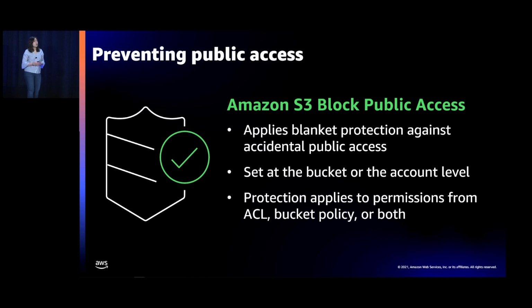So with that, we'll move on to our third main concept for today. How do you prevent public access? To guard against accidental public access, Amazon S3 Block Public Access is a feature that applies a blanket protection against accidental public access. And this feature can be set at the bucket level or at the account level, and it provides protection against permissions from access control lists, bucket policies, or both. So let's go through an example to see how block public access can help you secure your buckets.